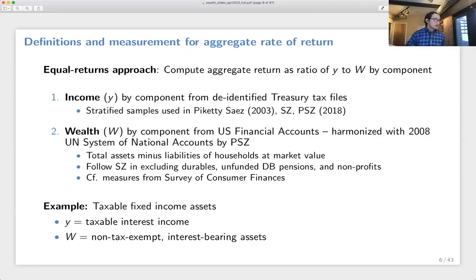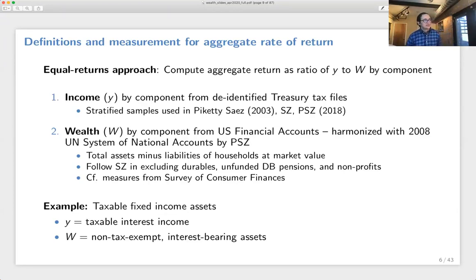Under the equal returns approach, we're going to try and proxy for R using the aggregate rate of return, which is the aggregate ratio of Y, which is observed fiscal income, component by component, to W, which is observed wealth, component by component from the financial accounts. So for income, we're going to be using these de-identified treasury tax files.